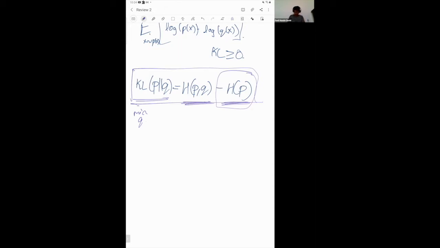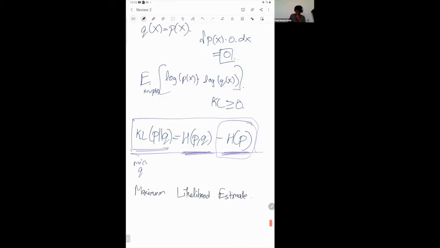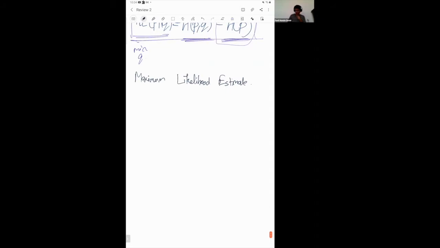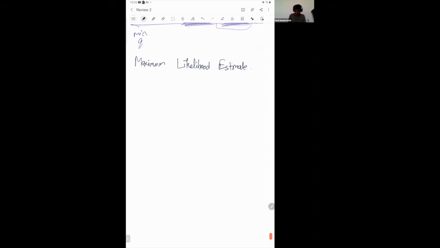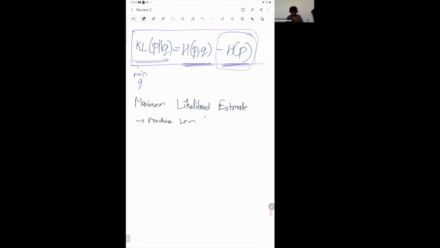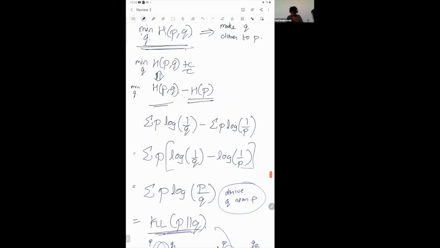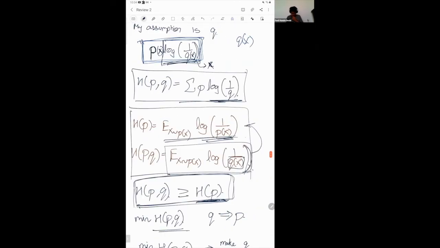So now, back to our original objective of maximum likelihood. I would also love to relate it to machine learning. And there is one thing I had to mention.